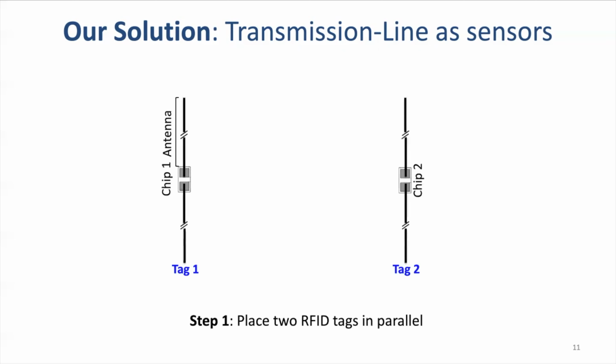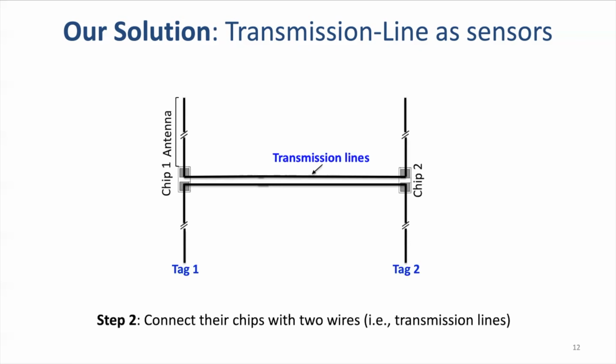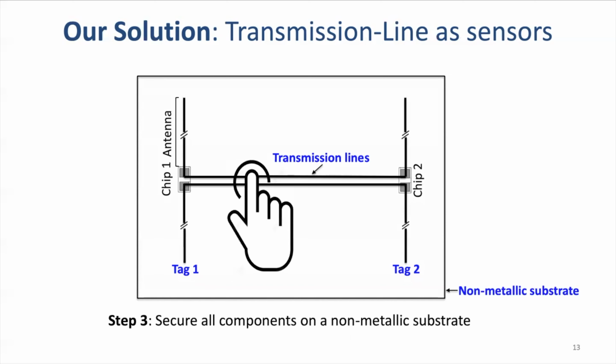Our solution is using an RFID transmission line to build a new finger input device. Let me show you. It's very simple and only takes 3 steps. First, we place 2 RFID tags in parallel with a separation of half a wavelength. Second, we connect the chips of the 2 tags with 2 wires. The 2 wires allow the transmission of the 900 MHz RFID signal. Lastly, we secure all components on a substrate. Now you get a new input device.